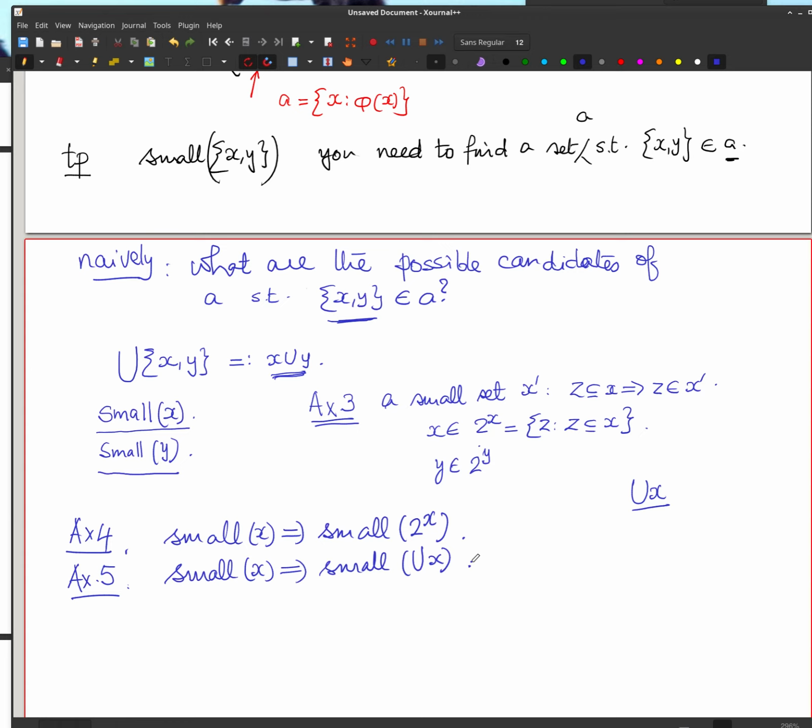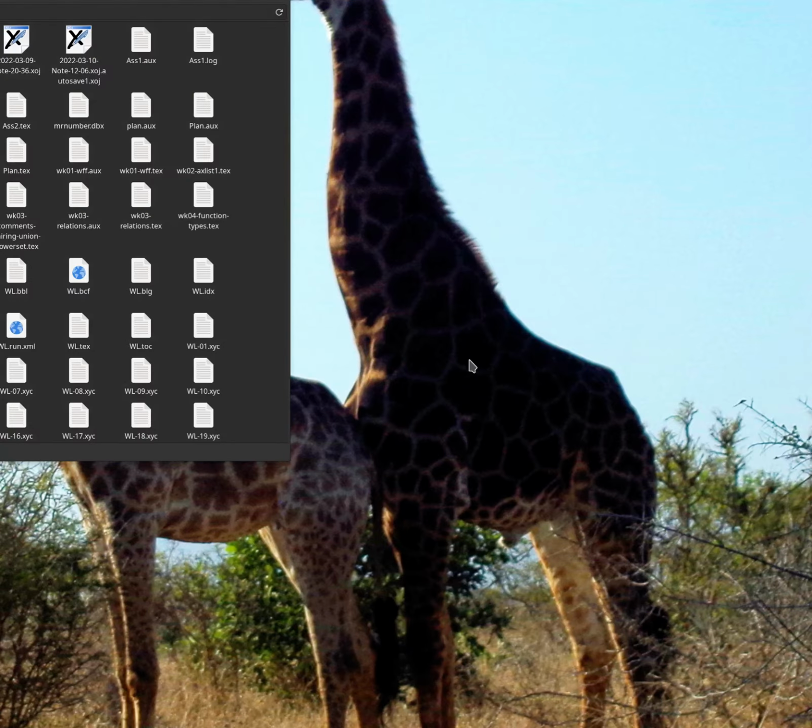Okay. So now we have, starting with a small set x and a small set y, its power sets and its union, a small set. So now can you tell me, how can I make a set a possible candidate of a set which contains this double, this unordered pair xy?